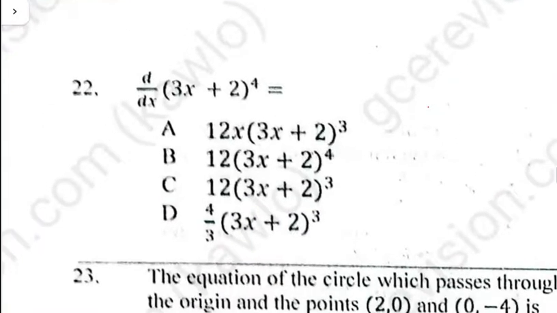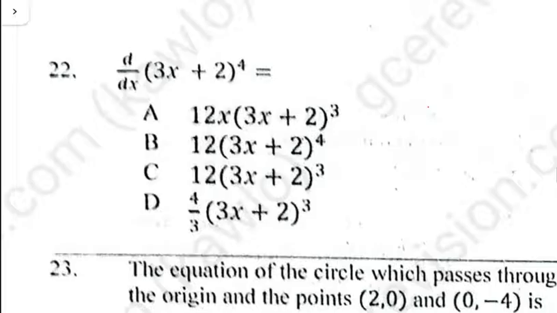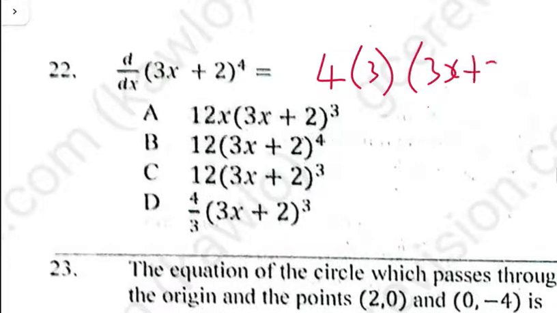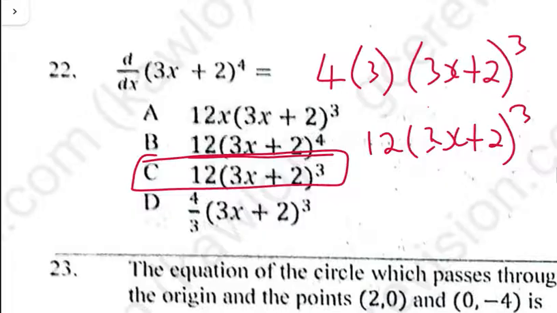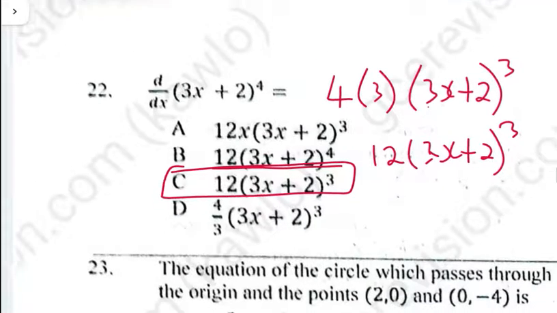Question 22. So what's the derivative here? For this derivative, you bring down the power, differentiate the core, multiply by the core, and subtract 1 from this power. So this is going to give us 12 into 3x plus 2, to the power 3. So our key here is C.